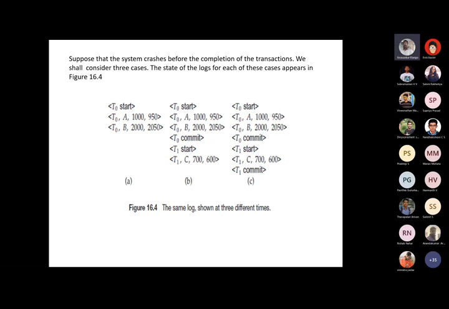So transaction T0 has been successfully executed and transaction T1 has started. It has performed some operation, but the changes have not been committed to the database, right? On looking into this log file, we'll perform two different operations, or we'll execute two different procedures. One will be redo of transaction T0 and the other will be undo of transaction T1, right?